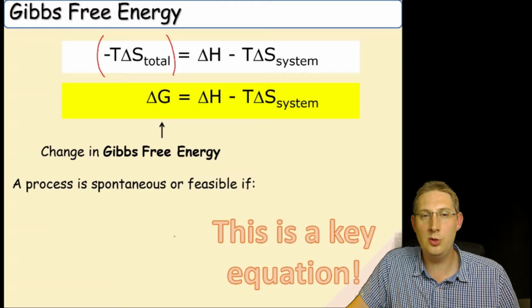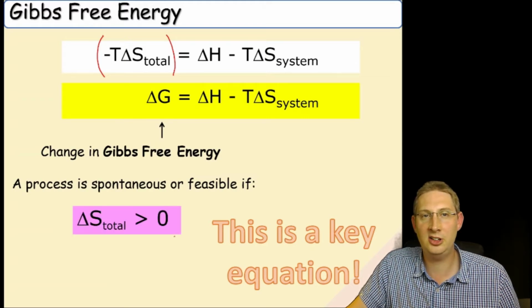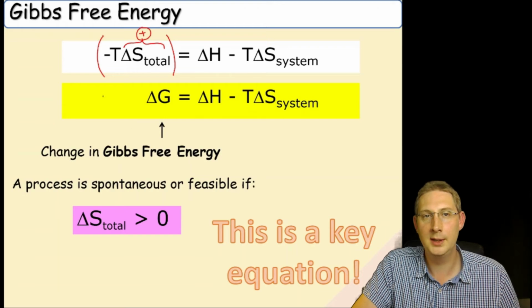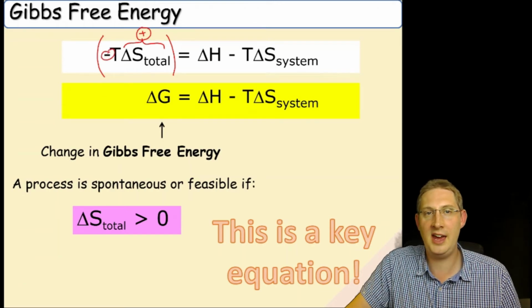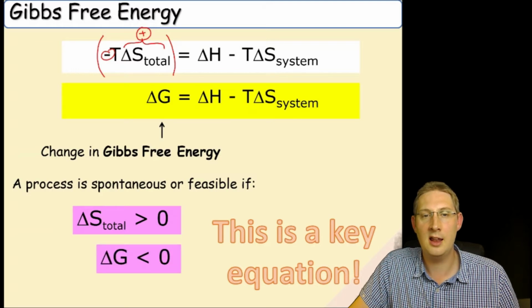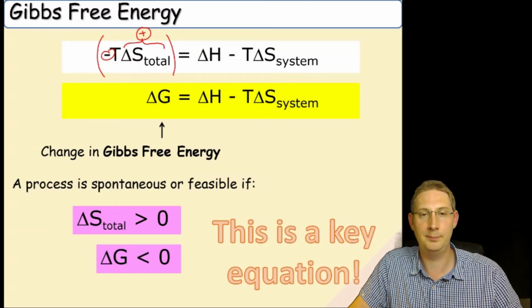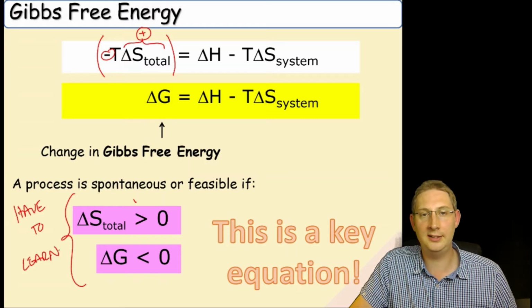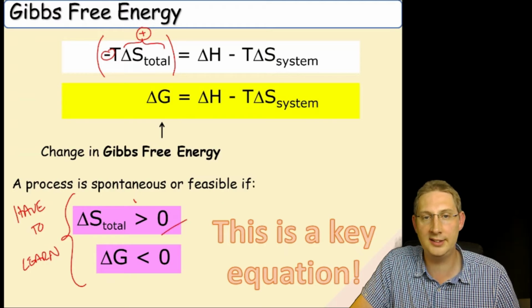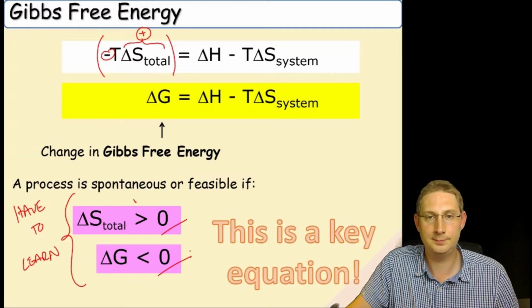Now, we know that a process is spontaneous or feasible if deltaS total is greater than 0. In other words, if this bit is a positive number. But because of that minus sign there, that means that a spontaneous process must have delta G less than 0. Don't get caught out by it. In a spontaneous process, the entropy change of the universe must be greater than 0, but Gibbs free energy must be less than 0.